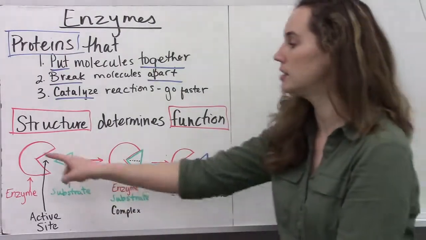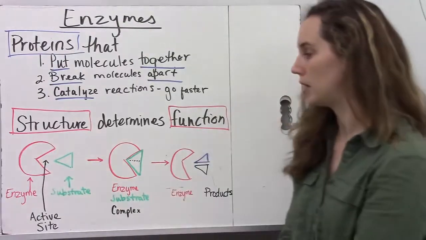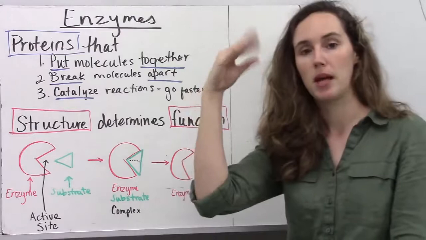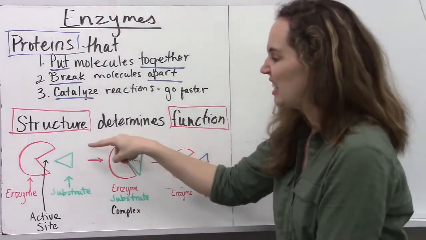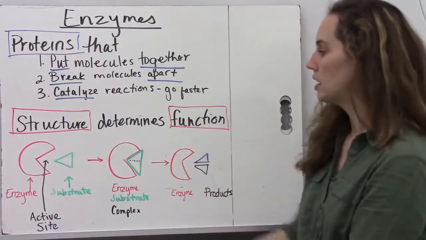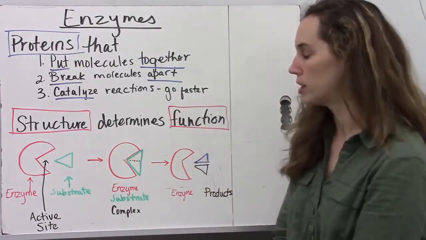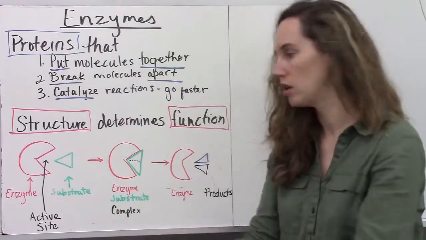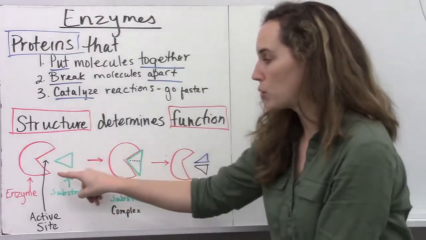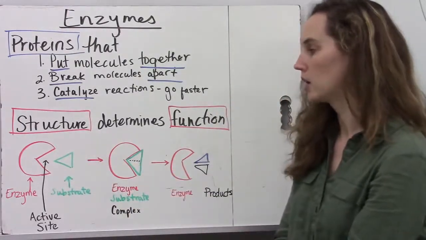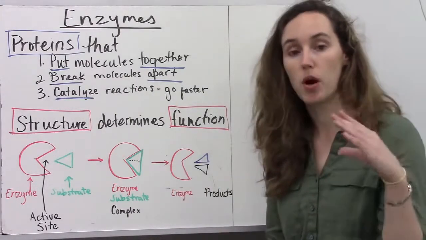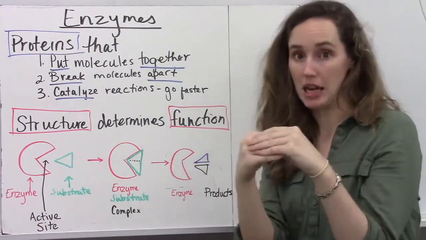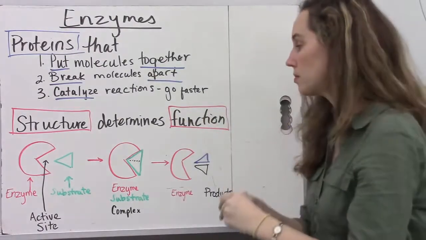So here is my enzyme, and its structure is like a Pac-Man, and it is perfectly shaped to break down this triangular substrate. A substrate is just anything that an enzyme is acting on. And there's a very special part of this enzyme called the active site, which is the part of the protein that's actually going to be doing the breaking down or putting together.